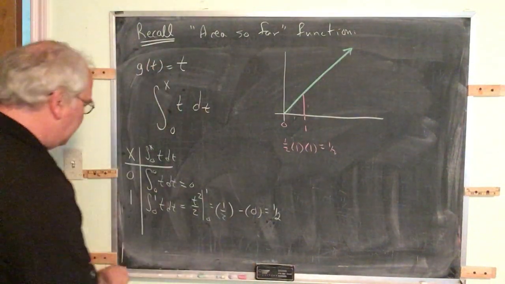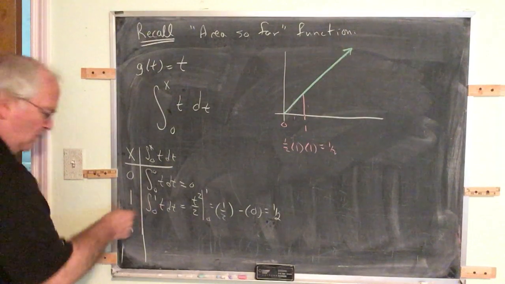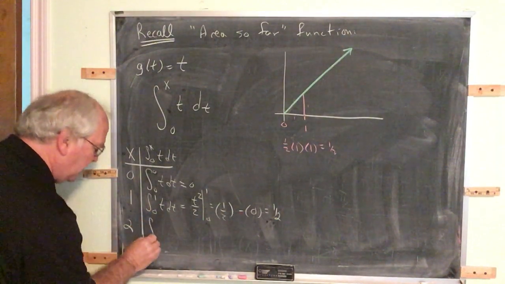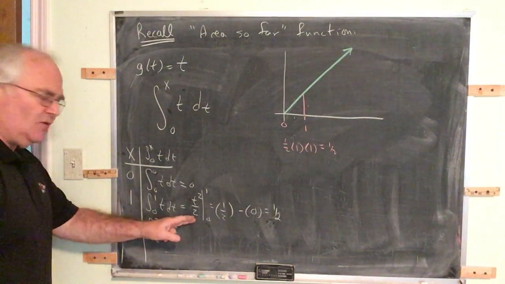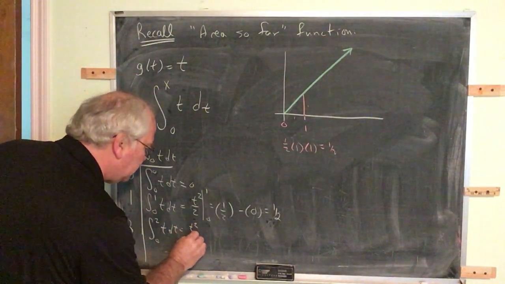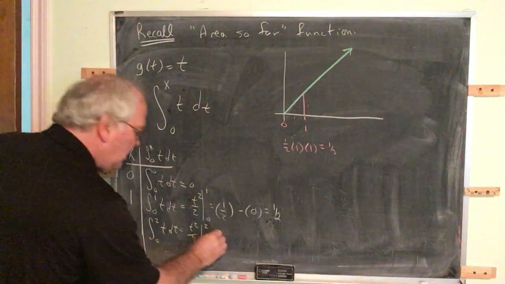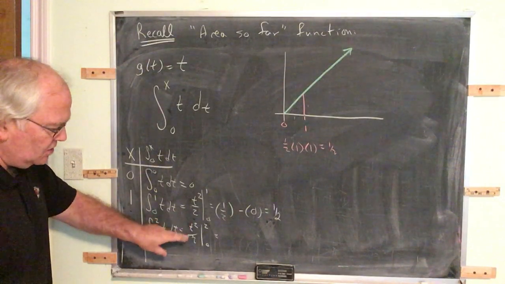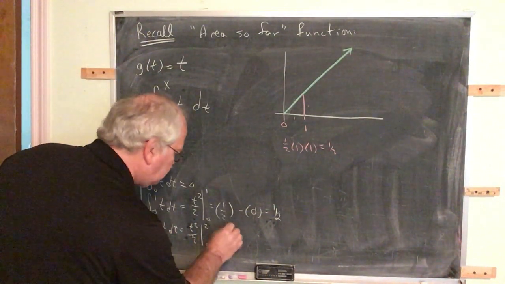Now, suppose I choose a different value. Suppose I choose x to be 2. What is the result of that choice? Well, we get the integral from 0 to 2 of t dt. The antiderivative has not changed. It is still t squared over 2, but now we're evaluating it from 0 to 2, which is 2 squared over 2. 2 squared over 2 is 4 over 2.